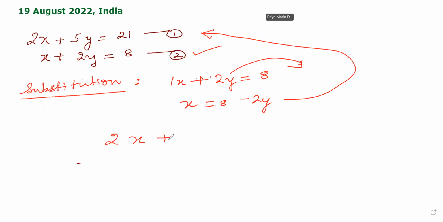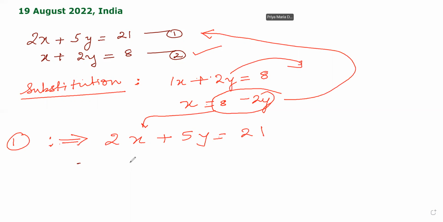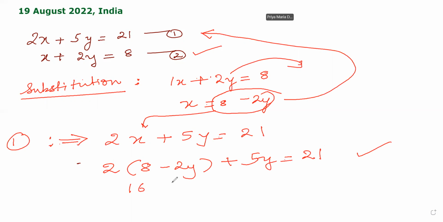So now I have 2x plus 5y is 21, that is my equation 1. I have substituted for x from equation 2, and I'm going to put that in equation 1. So what is x? 8 minus 2y, and that will come here. So 2 into (8 minus 2y) plus 5y is equal to 21. My next step is just to expand this and solve for y. See, it has now reduced to a linear equation in one variable, which is y. 16 minus 4y plus 5y is equal to 21. Minus 4y plus 5y becomes y. 16 plus y is 21, or y is 21 minus 16, which is 5. So we obtain y is 5.